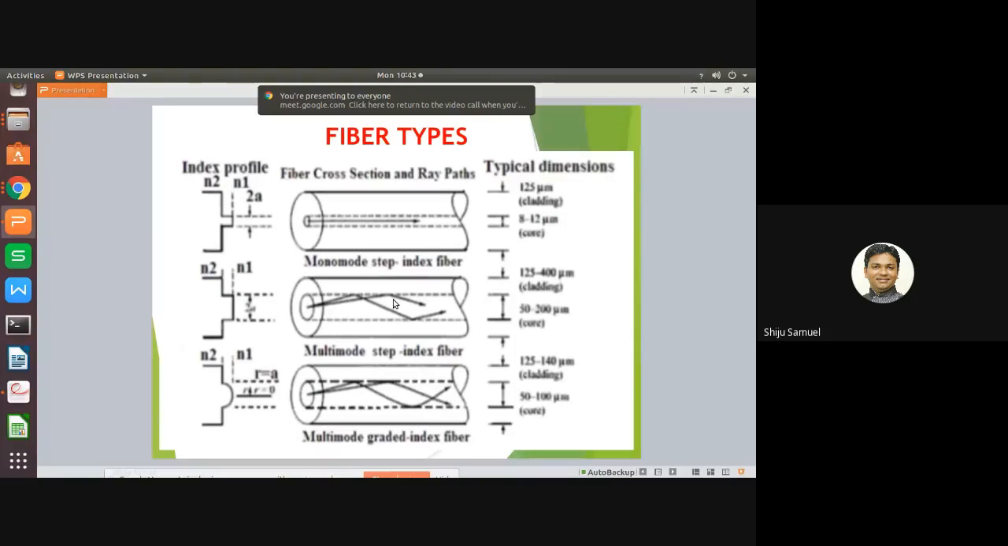Okay. Yeah. So come to the other point. In the first diagram, if you are observing the core diameter, you saw that its core diameter is very small. So what happened? We can simply say the broadening of the transmitted light pulse. Only one mode is transmitted. Or otherwise we can say it is single.